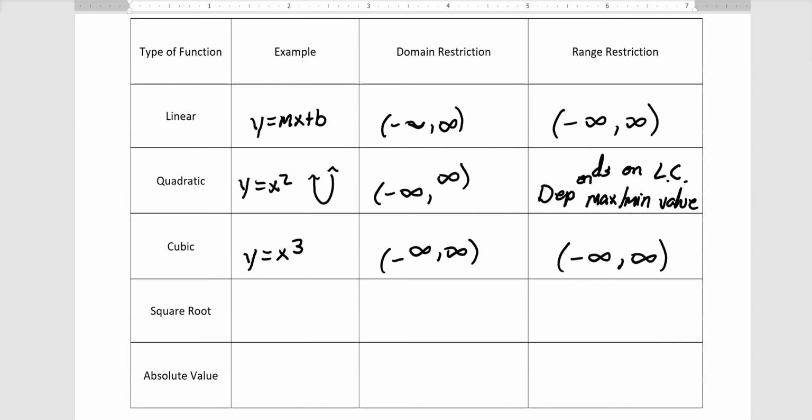Now a square root function, that is not the case. Think about y equals the square root of x. There are values that we can't put in for x. We can't put in a negative number, and we can't get out a negative number. Let's look at what this looks like graphically.